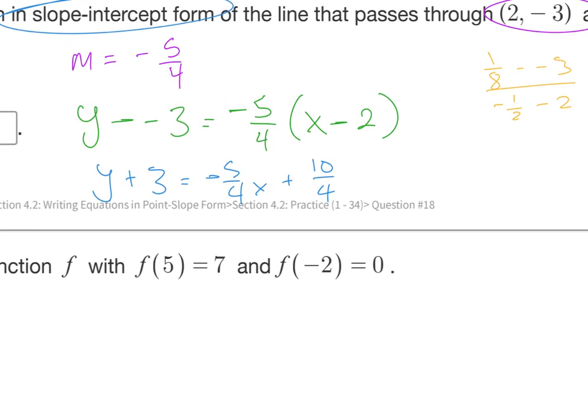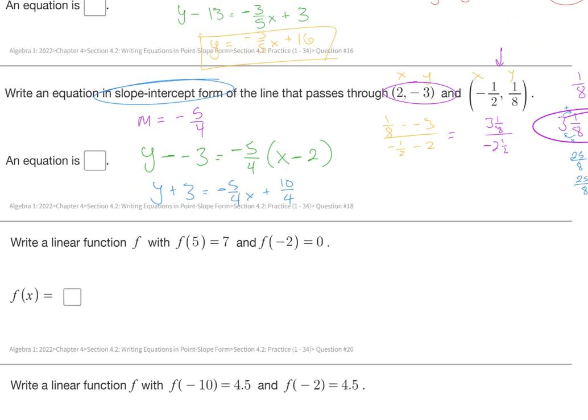I'm going to subtract 3, which is 12/4, by the way. So y equals negative 5/4 x. And if I subtract 12/4, because remember 3 is really 12/4, right? If I multiply it by 4 over 4. And why am I doing that? Because I have a 4 as my denominator right there.